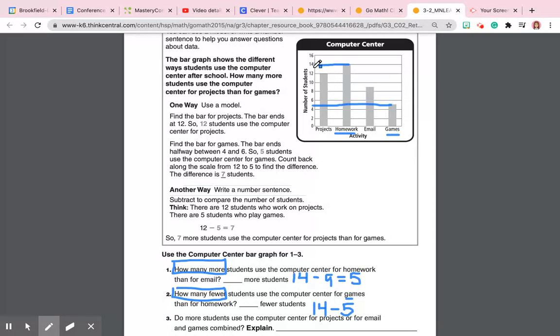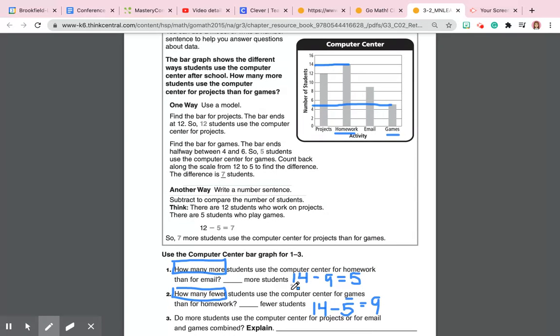So let's count back. We're going to count back until we land on 5. 1, 2, 3, 4, 5, 6, 7, 8, 9. So I counted back 9, which tells me my answer. All right. Remember, you cannot forget that there are numbers in between the numbers listed on your scale. So I counted the number in the middle every time. So I landed on the number 9.